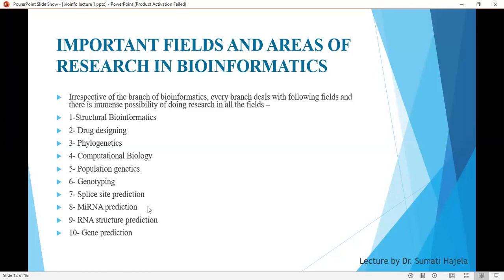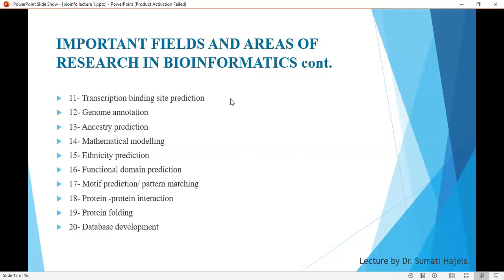miRNA prediction can be done. RNA structure can be predicted. Genes can be predicted, gene structure and its organization can be predicted. Transcription occurs in DNA, so which element acts as a transcription binding site? Genome annotations can be done, again that shows the structure and function of various genes present in the genome. Ancestry can be predicted.